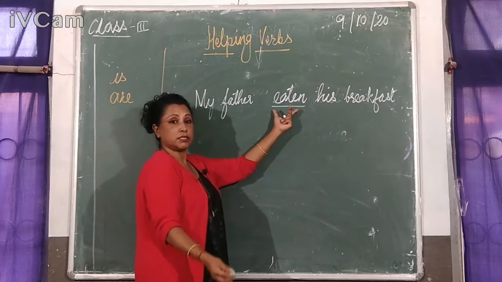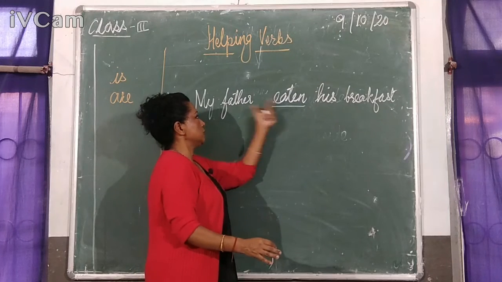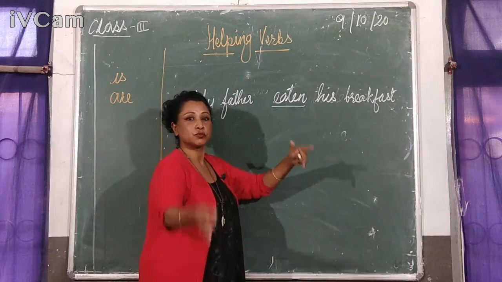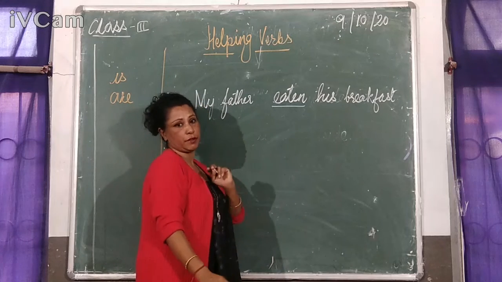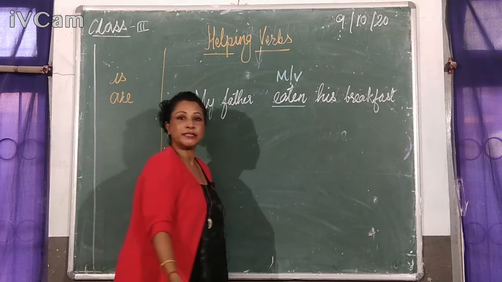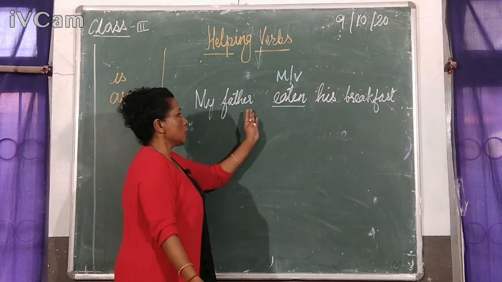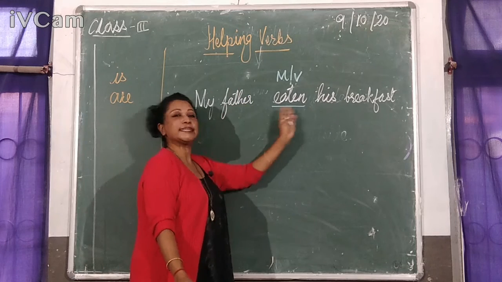Alright. So, eaten is the verb. The verb, the action word, which is already finished. So, eaten. My father eaten his breakfast. So, that means in the morning. Now, it's already afternoon. Morning, he eaten the breakfast. So, eaten is the main verb. Okay, children, I'm writing M for main verb. Alright. Now, something is not right. Okay, so you need a helping verb to make the sentence complete.